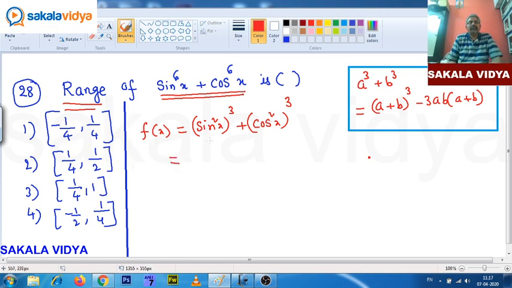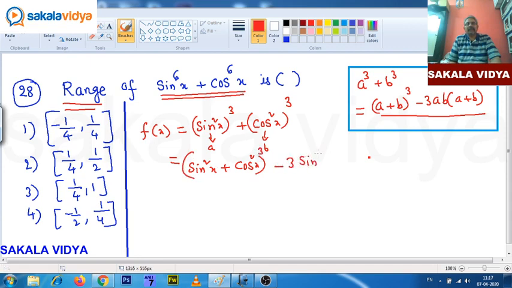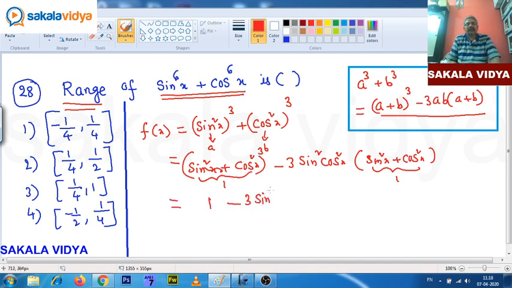So now here, see, this is A, this is B. Substitute here now. We get sine square x plus cos square x whole cube minus 3 sine square x cos square x into sine square x plus cos square x. The sine square x plus cos square x is 1, and the sine square x plus cos square x is also 1. So 1 cube is 1, minus 3 sine square x cos square x.